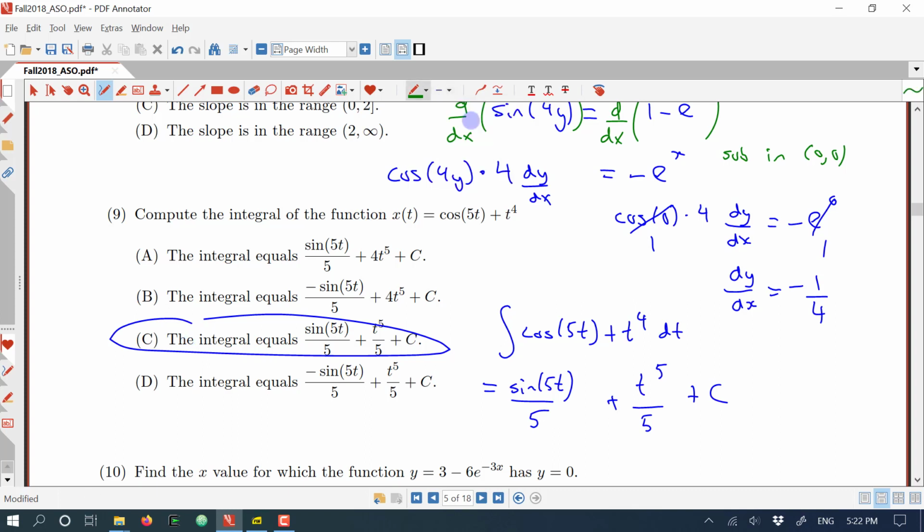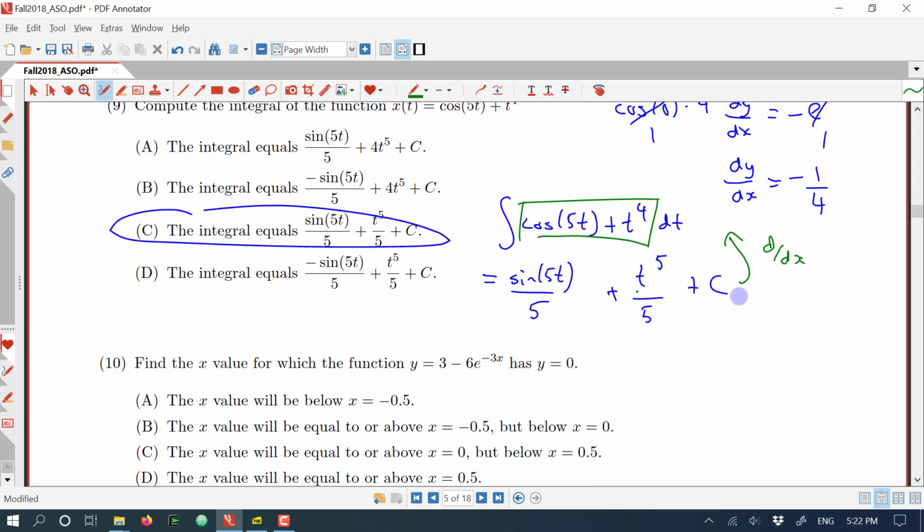If you're ever in doubt, what you can do is take the derivative of what we just found, and it has to equal cos of 5t plus t to the 4. You can check that term by term, and it indeed does, but it also reassures us that one of the answers in the option list satisfies what we're looking for.